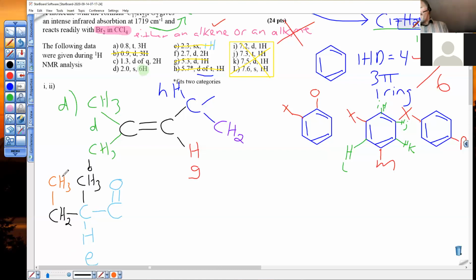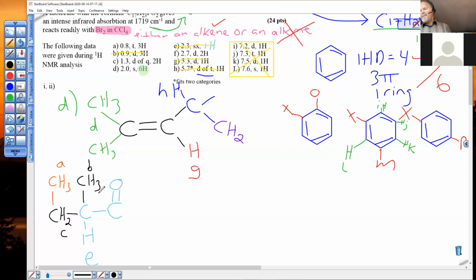This would be a 3H triplet. I'm liking it for A. Even if it's the wrong answer, it gets full credit. And then now we have a doublet of quartets for C. And that's a good chunk of the molecule that's done.